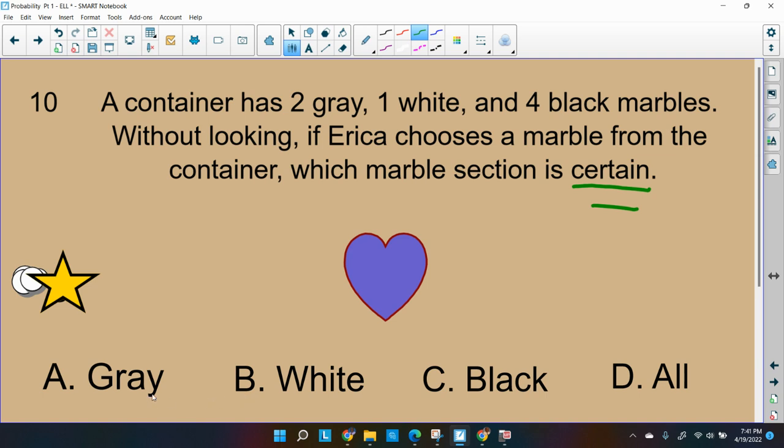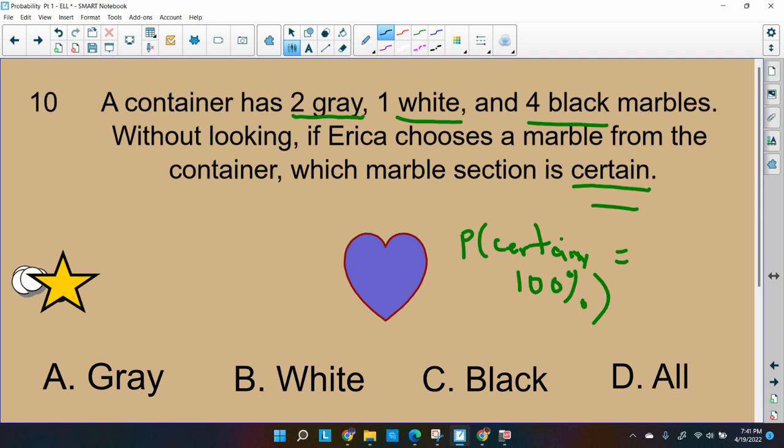Probability of certain means 100%. So which one is certain? Well, in order to win, I need one of these marbles that are in the container, gray or white or black. So if I get any one of those colors, I'm going to win. It doesn't really matter which color I pick, I still win.